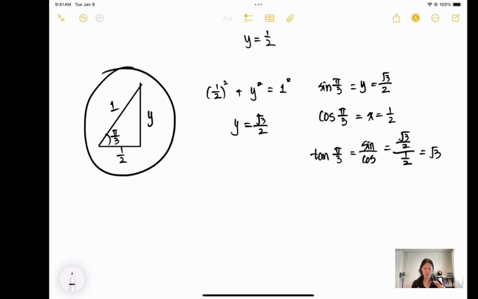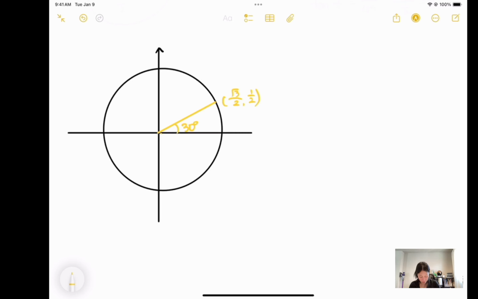Next, let's summarize. If we have a unit circle, and in that unit circle we have a 30 degree angle, our x is equal to the square root of 3 over 2 and 1/2 for the y.